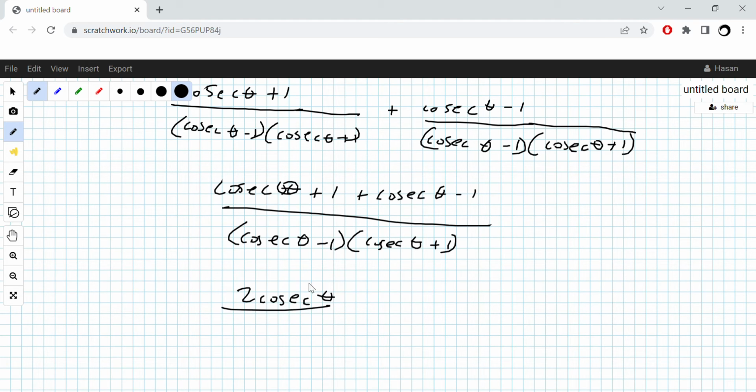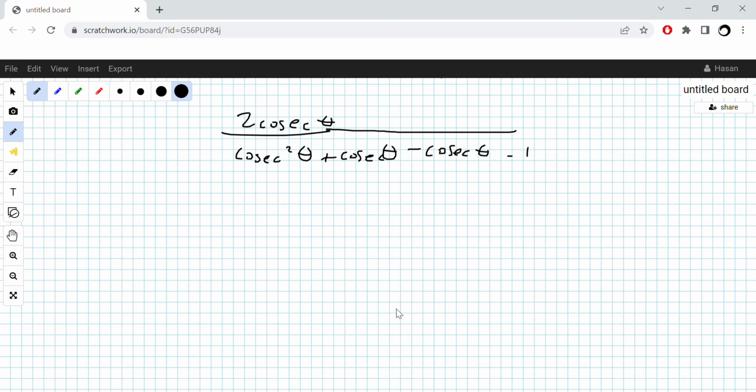and at the bottom we'll expand the brackets to give us cosec squared theta plus cosec theta minus cosec theta minus 1. These two cancel out to give us 2 cosec theta over cosec squared theta minus 1.